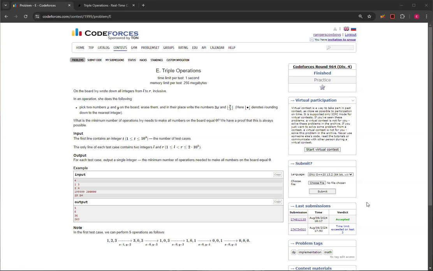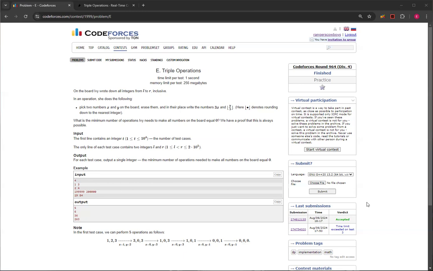In today's video I'm going to show you how to solve Triple Operations, question E from Codeforces Round 964, Division 4. On the board, Ivy wrote down all integers from L to R inclusive. In an operation, she picks two numbers x and y on the board, erases them, and in their place writes the numbers 3x and y over 3 rounded down to the nearest integer. What is the minimum number of operations Ivy needs to make all numbers on the board equal to 0? It's always possible.